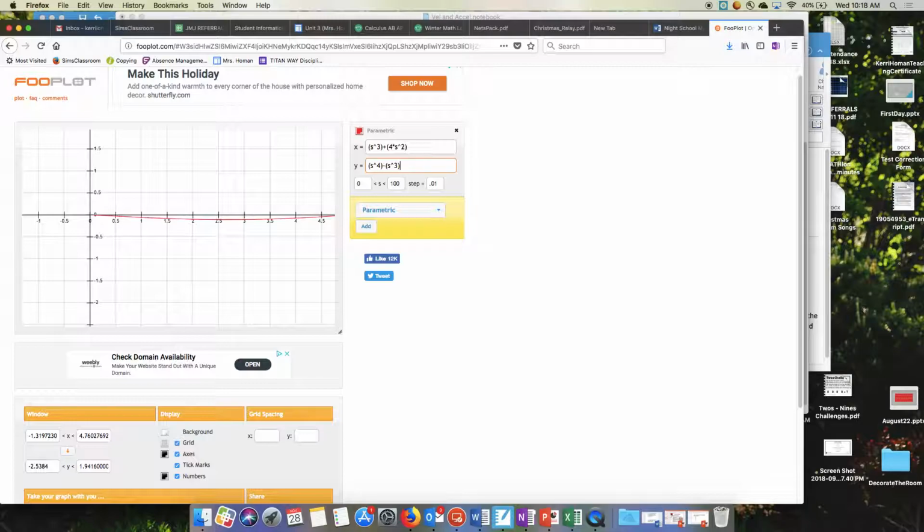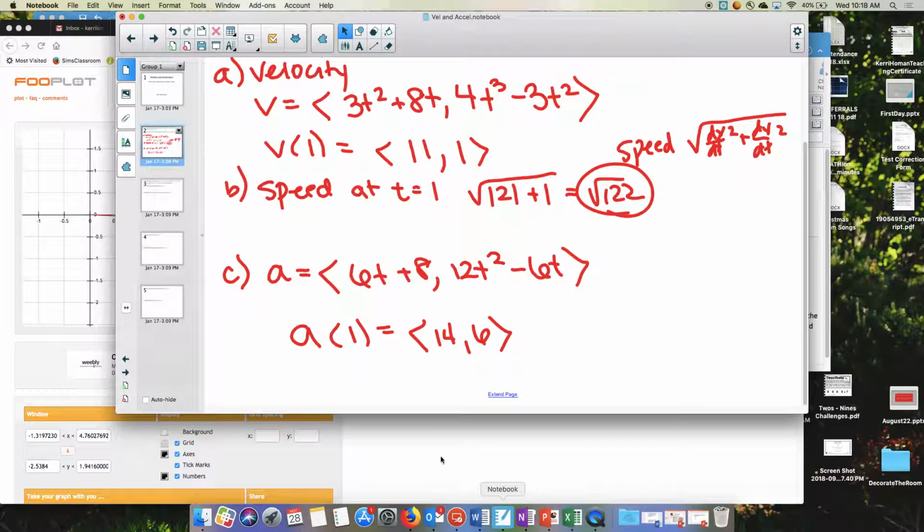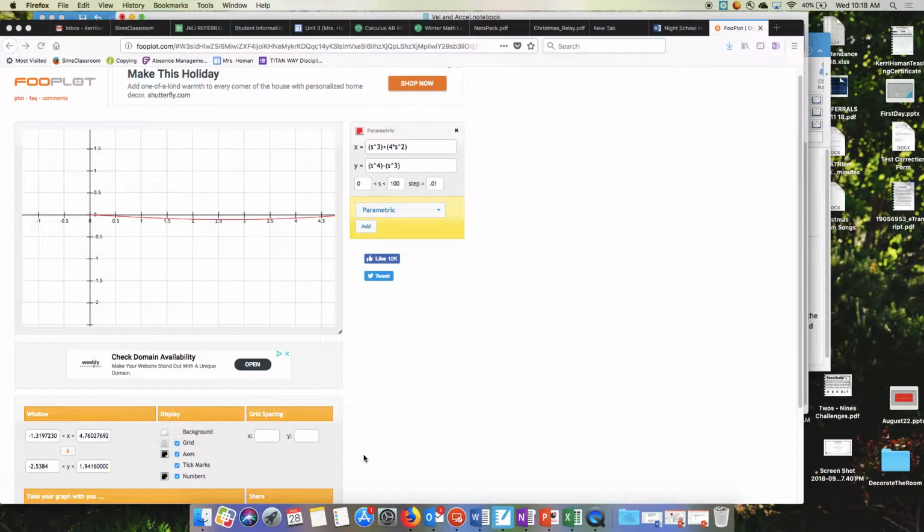Okay, I'm sorry, I'm confused. Well, ignore me. I graphed it on the calculator and it's showing what they're graphing there. I don't know why I have it written down differently. Okay. Well, our velocity vector at 1 is 11, 1. I can't graph that. 11, 1 would be a very, very large vector. So at 1, our velocity vector is 11, 1, and our acceleration is 14, 6. That's what I thought.